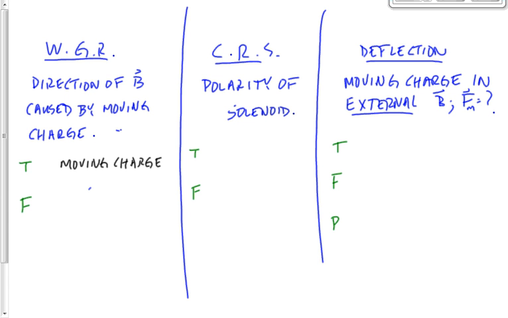Your fingers in the wire grasp rule are going to be bent a little bit, a lot, it doesn't really matter. Your bent fingers are going to point in the direction of the magnetic field caused by the moving charge.